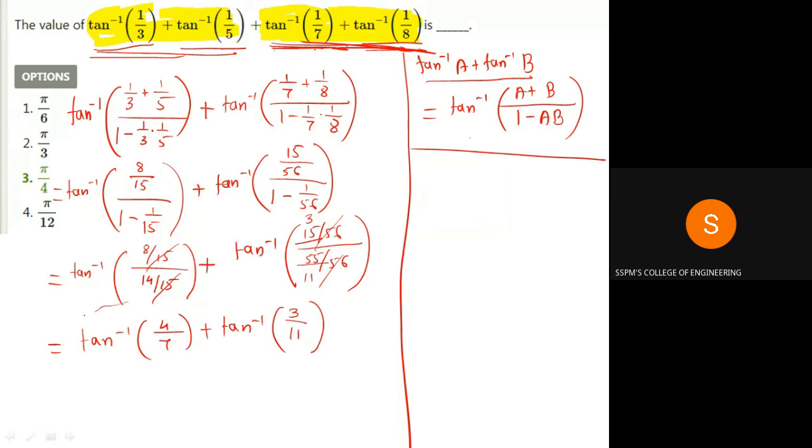Now again, if you see closely, this is also in the form of the standard equation: tan inverse A plus tan inverse B is equal to tan inverse of (A plus B) divided by (1 minus AB). So we can repeat this formula for this expression as well. So how do we find it? Tan inverse of A plus B. What is A plus B? It is 4 upon 7 plus 3 upon 11, divided by 1 minus 4 upon 7 into 3 upon 11.